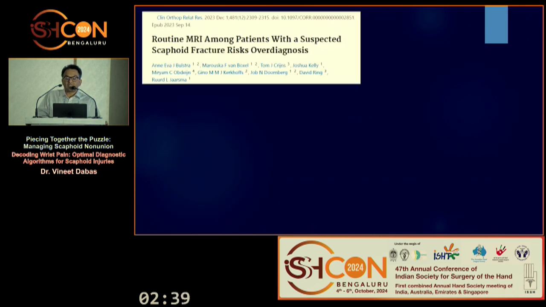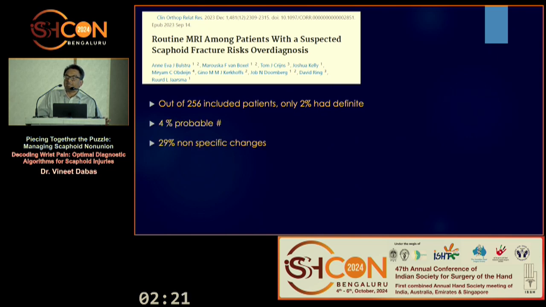However, this paper came out in 23, and it talks about overdiagnosing scaphoid fractures. Are we actually looking at actual fractures, or are we looking at bone bruising and treating them? Out of a good number of cases, only 2% had definite fracture, 4% probable fracture, and there were 29% patients, according to the authors, who were non-specific.